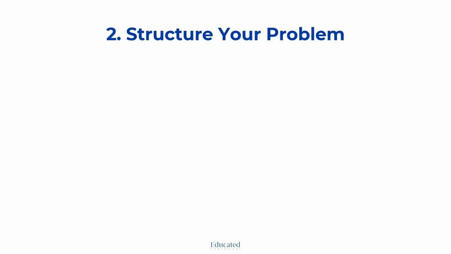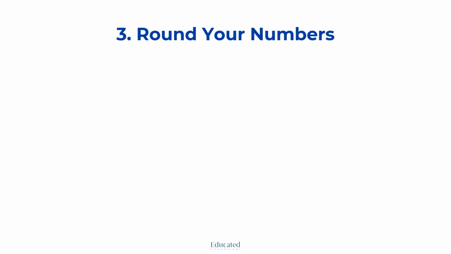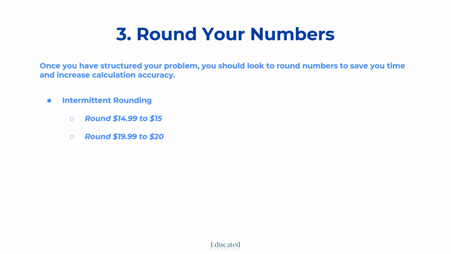Step 2 is to structure your problem. In this example, we will complete a cost analysis to determine which method is the most effective for BluePark. To do so, we will use the formula of total costs equals fixed costs plus variable costs. In this problem, there are only 2 numbers that we should round. Therefore, we are using the intermittent rounding technique. So, in this example, we will round $14.99 to $15 and $19.99 to $20.